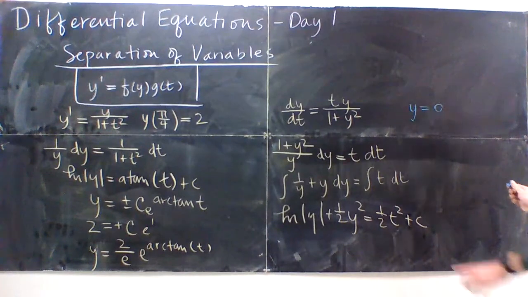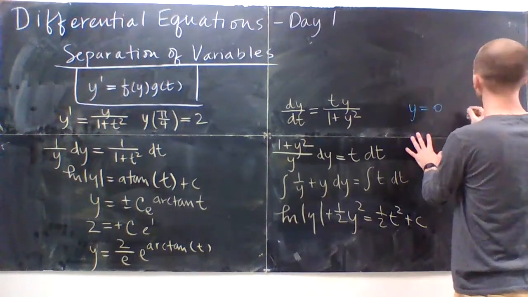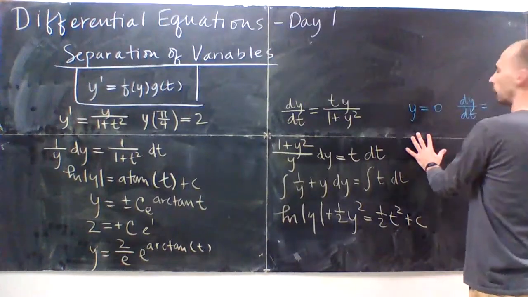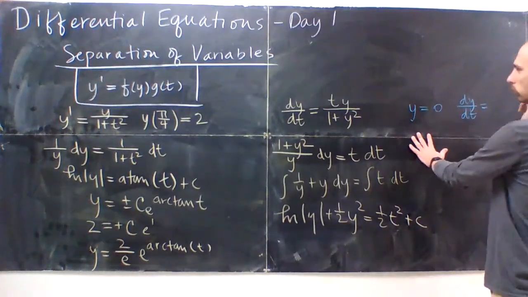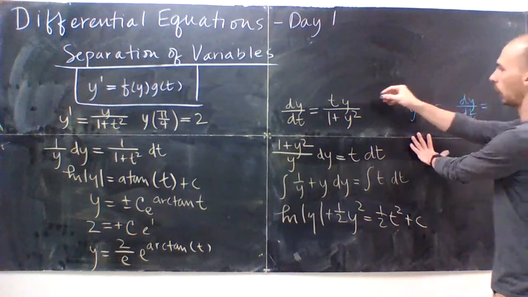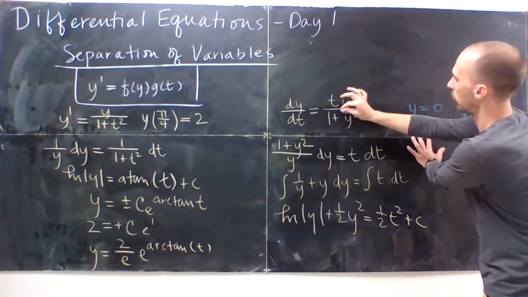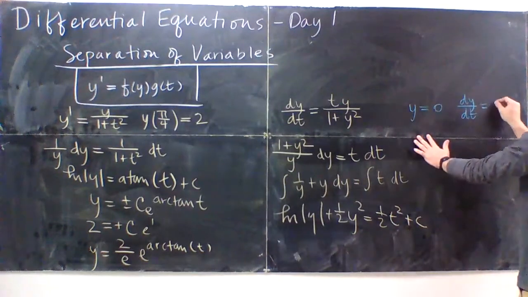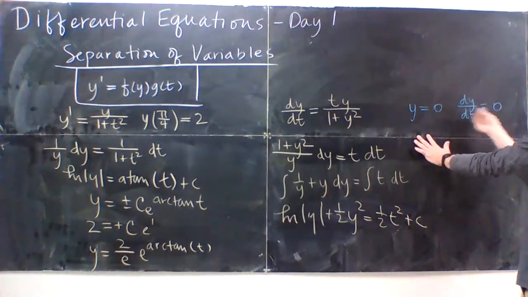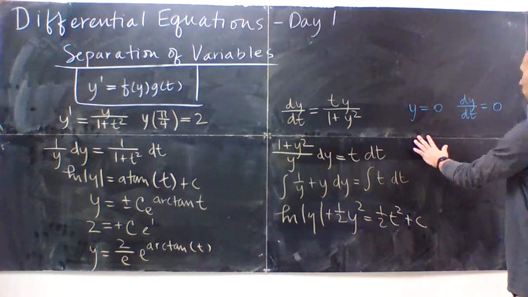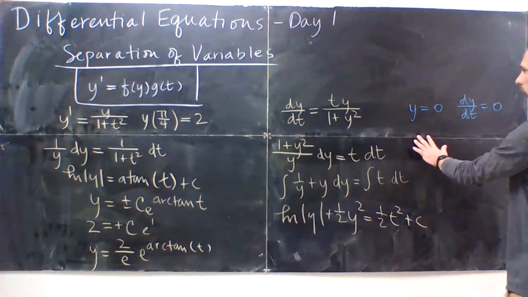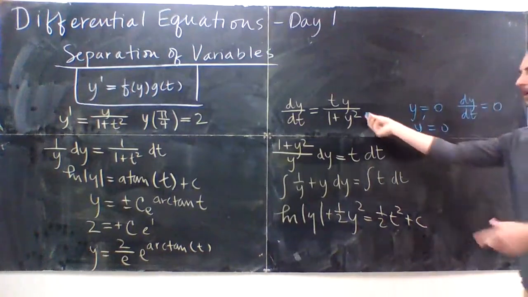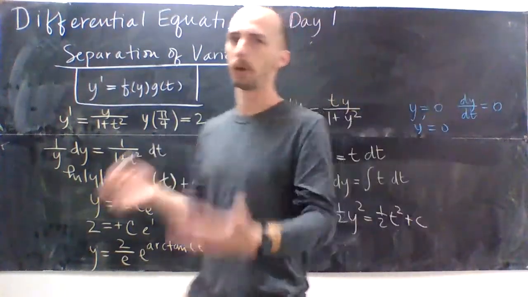If y is equal to 0, then dy dt is equal to t times y, which is t times 0, divided by 1 plus y squared, which is not 0. So dy dt is equal to 0 for all t, right? But you can also say that if y is 0, y prime is equal to 0. So this fits the differential equation in a very boring way.